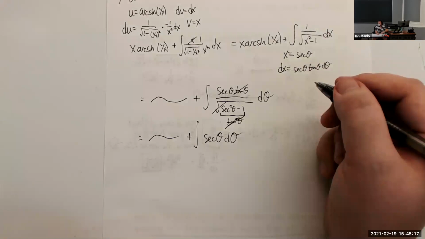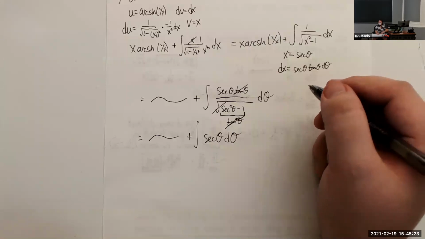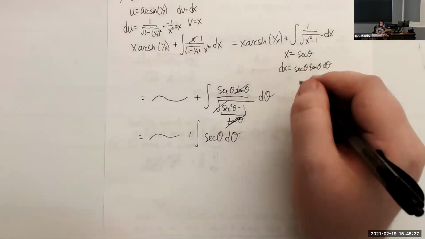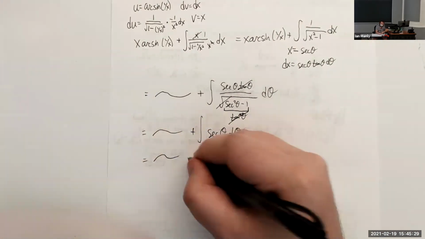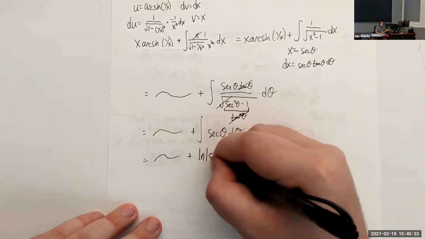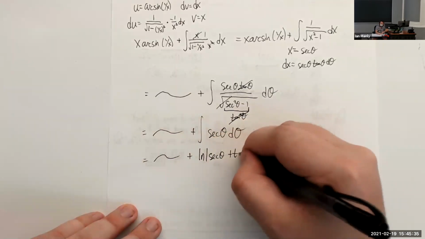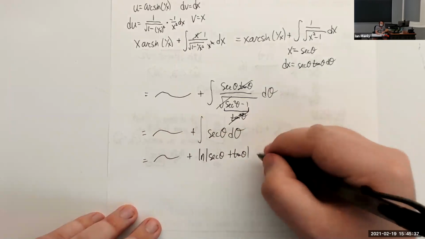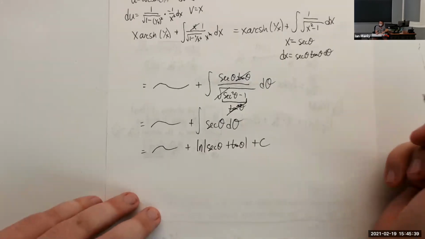And thankfully, we end up back where we started right here. Or not where we started. We end up with a Calc 1 integral right here. Okay, so the integral of secant of theta is natural log of absolute value of secant of theta plus tangent of theta, and then we have plus c.